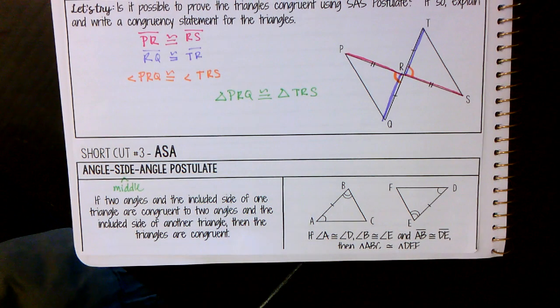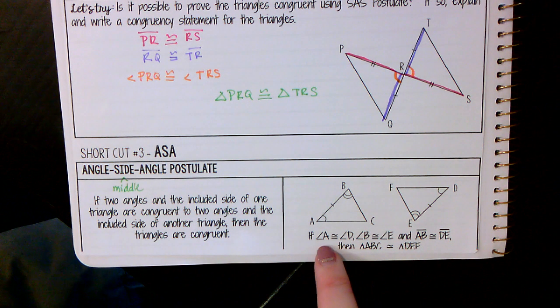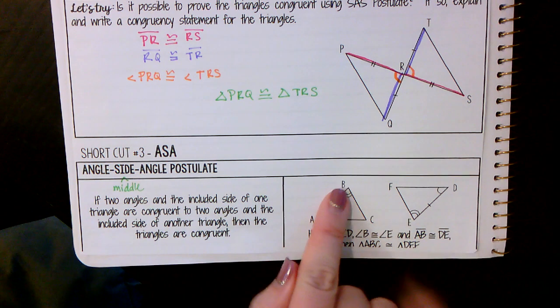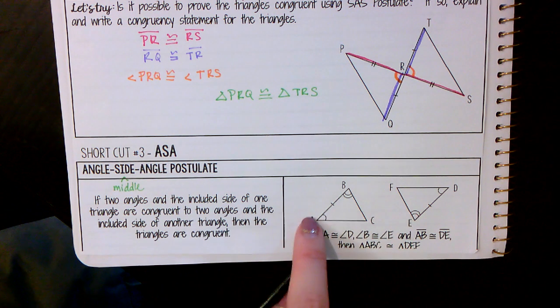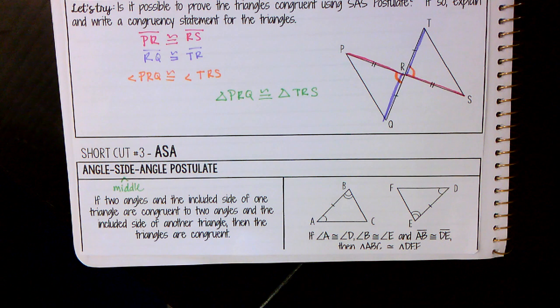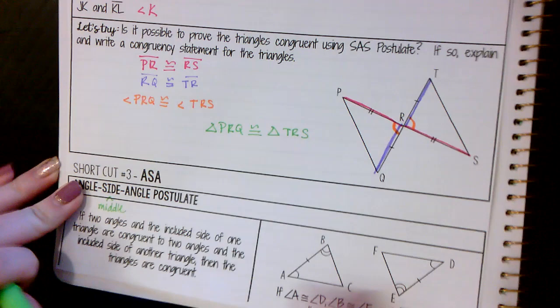So this first example, it tells us angle A and D are congruent, angle B and E are congruent, and side AB and DE are congruent. So if we know that, then we know that the triangles are congruent completely. So it has to be in the middle of both of those angles. So let's look.